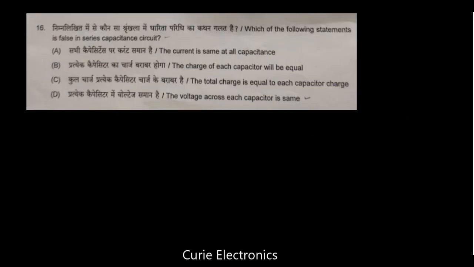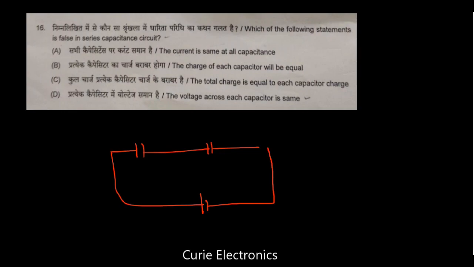Question number 16. Which of the following statement is false in series capacitance circuit? In a series capacitance circuit, what is there? Capacitors are connected in series. I'll take two capacitors and we'll apply a DC source here. Then what happens? The Q is same, or we can say I also same throughout the circuit. But potential difference is different. That is Q equal to CV.